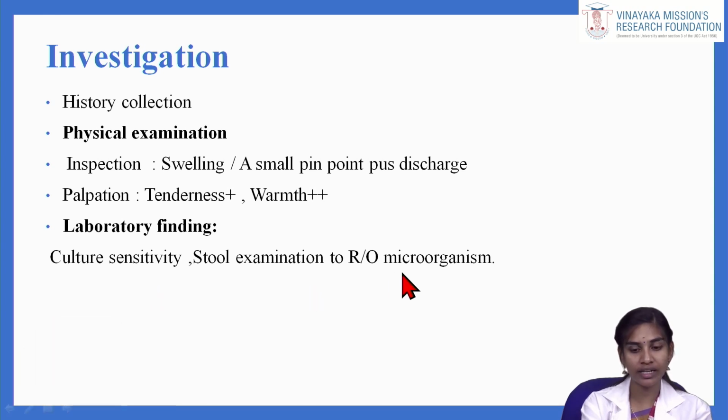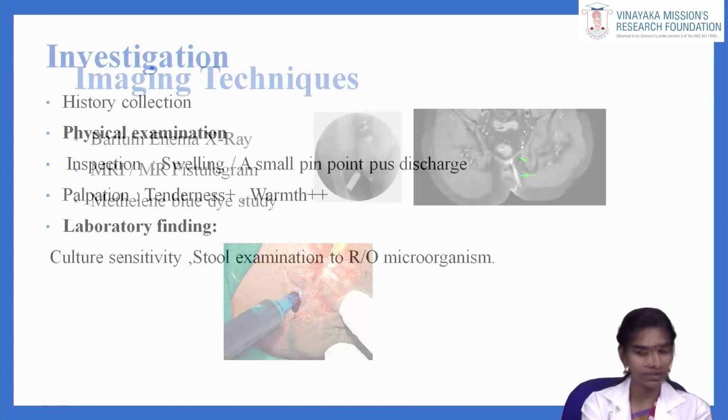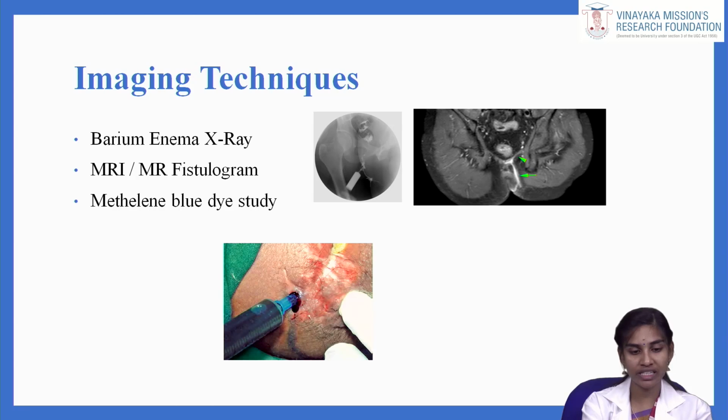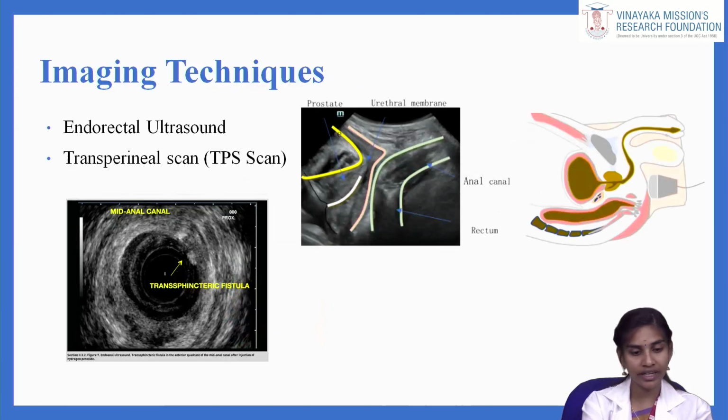Laboratory findings are culture sensitivity and stool examination to rule out the microorganism, whether Staphylococcus, Streptococcus, or any other bacteria. The imaging techniques are barium enema X-ray, MR fistulogram, methylene blue dye study, endorectal ultrasound and transperineal scan. So this is an endorectal ultrasound.